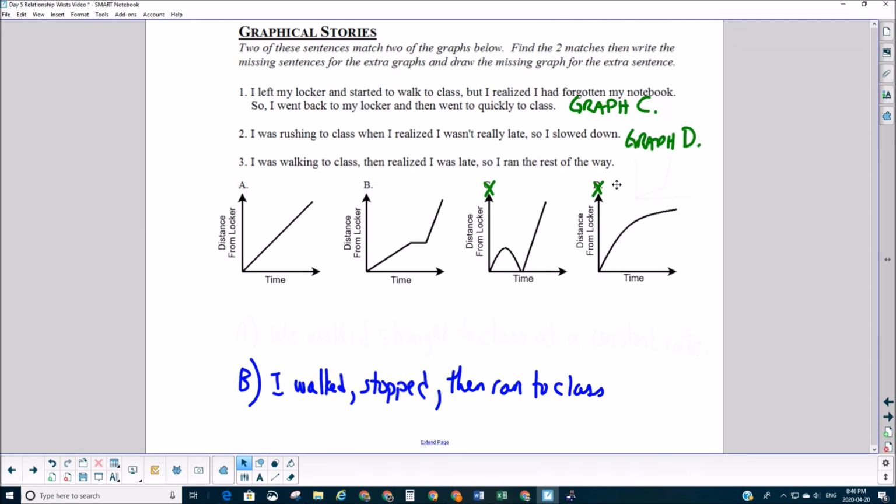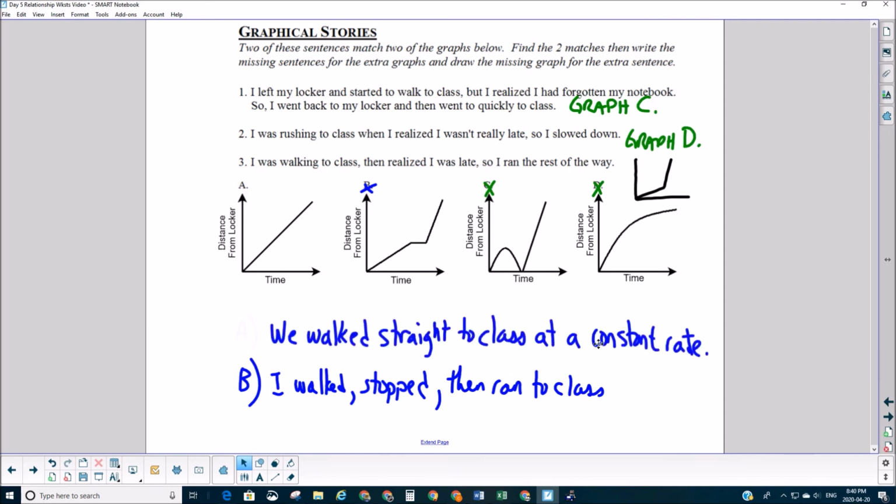What would number 3 look like? Well, to me, I think it would look something like this. You were walking and then you realized I better hurry up and then immediately sped up. So that's what the graph for number 3 would look like. Okay, so we've done all those, and now that just leaves this one. And this one, we just walked straight to class at a constant rate. The distance kept increasing at the same rate, which means you're walking at the identical speed the whole time. And that's done.